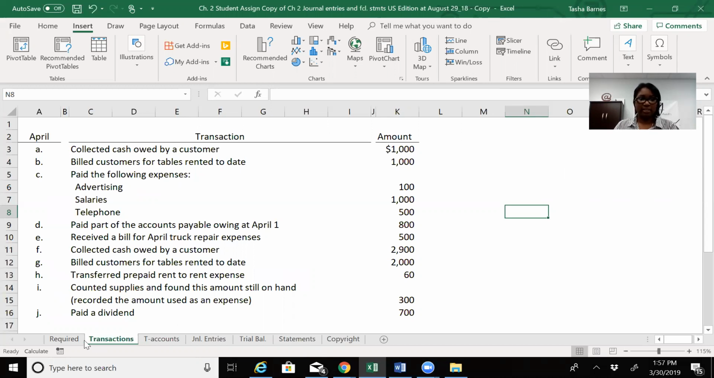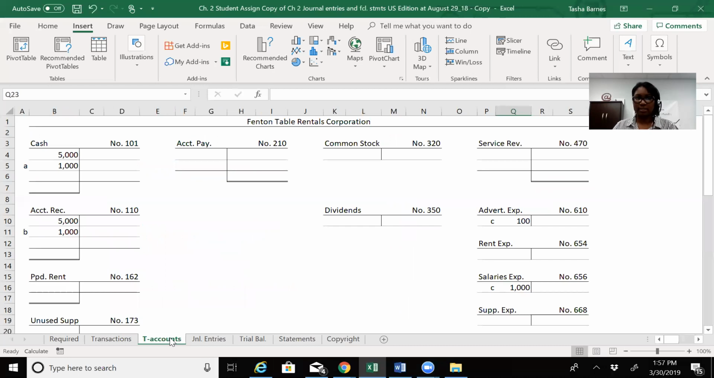Okay, let's see what we have here. I printed it out, so I have my copies over here. If I'm looking away, it's because I'm looking at my printed out copies. Let's start with the T accounts. I've already started plugging them in.